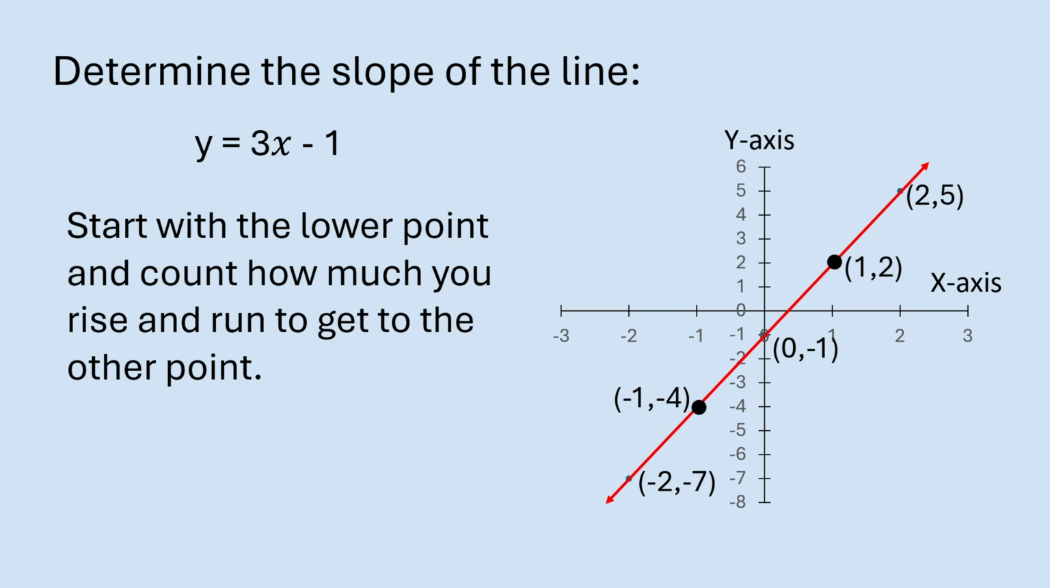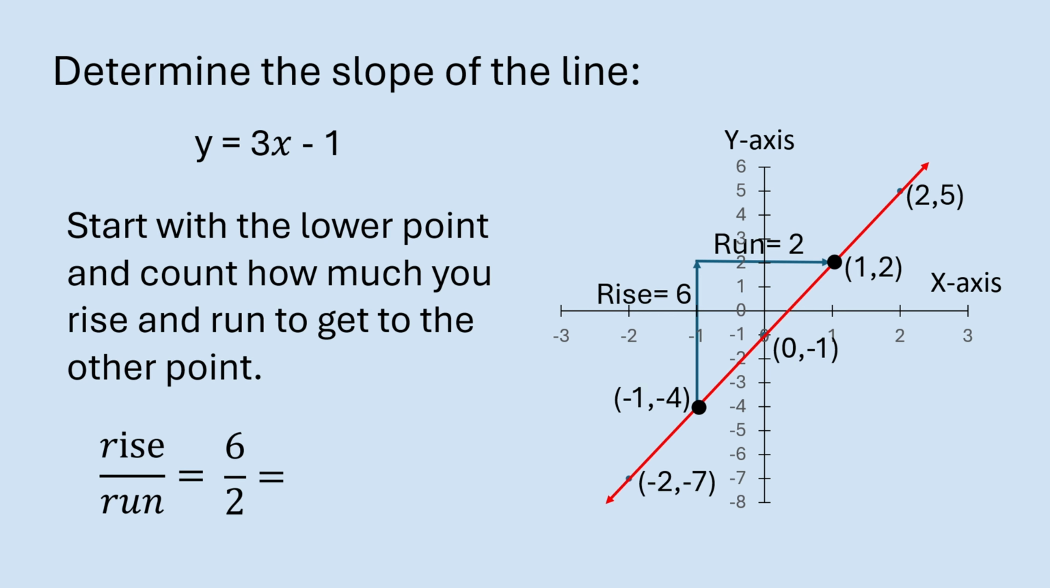Start with the lower point and count how much you rise and run to get to the other point. Slope is equal to rise divided by run. Rise is equal to change in y, from -4 to 2, which is 6. Run is equal to change in x, from -1 to 1, which is 2. 6 divided by 2 is equal to 3.